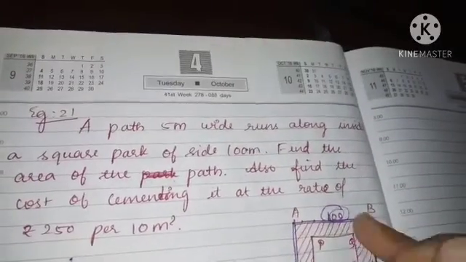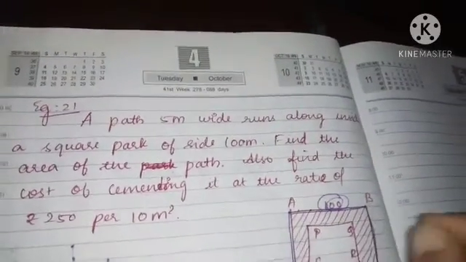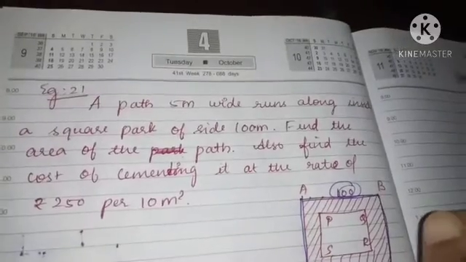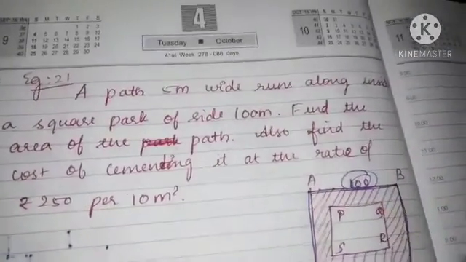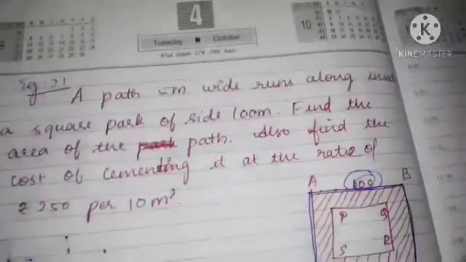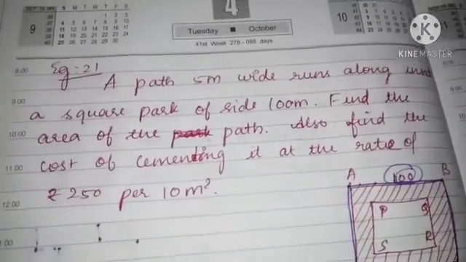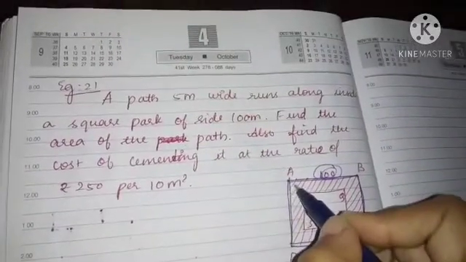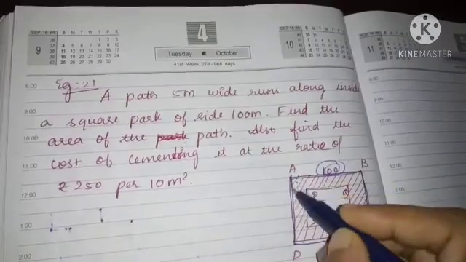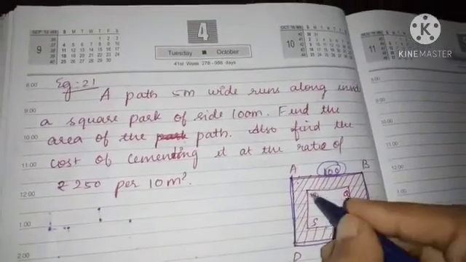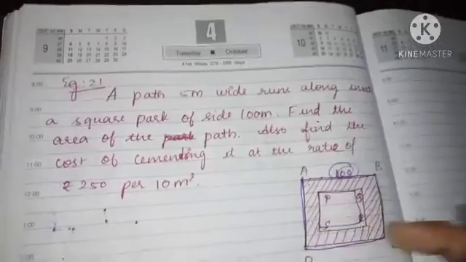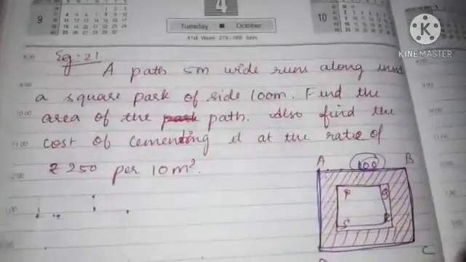We should find the area of the park. Also, find the cost of cementing it at the rate of rupees 250 per meter square. We should find this shaded area, and we are going to put cement, concrete in this. So how many rupees are needed for that? If you want to find this shaded region, you should find the area of this square and the area of this square, and if you subtract those two, you will find the shaded region. Correct?